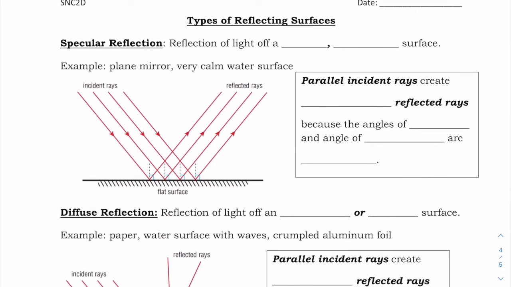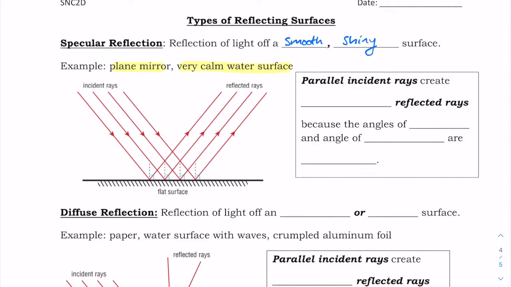So depending on the type of surface that we have, that's going to affect the type of reflection. The first type of reflection that could occur is specular reflection. This is whenever light reflects off of a smooth, shiny surface. Examples would be plane mirrors like we just looked at, as well as maybe even a very calm water surface. If you look at the picture below, all of the incident rays reflect off of the surface at the same angle that they came in at.